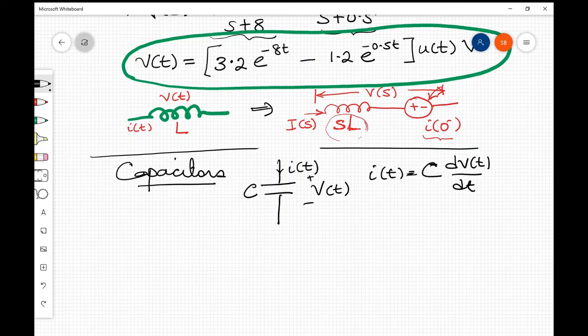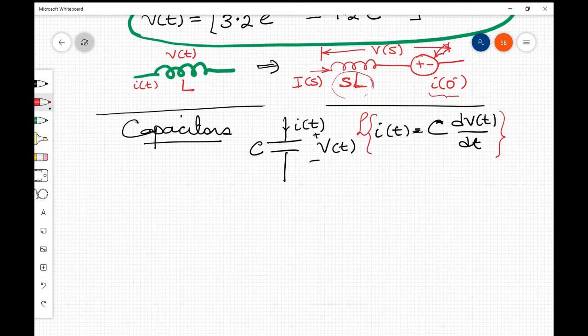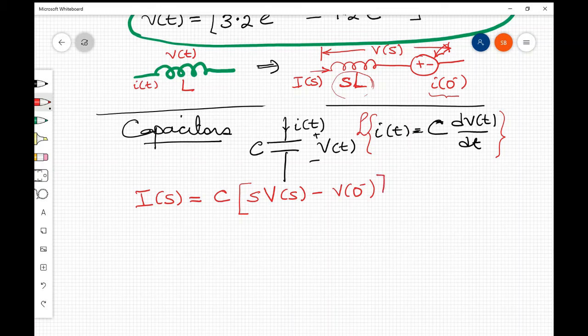So if we take just the same approach, the Laplace transform of this whole side, what do we get? We will have I at s is going to be equal to C, which is a capacitance, multiplied by the Laplace transform of a differentiation. By the time differentiation property, that gives us s times V at s minus V at 0 minus, which is our initial condition. So that basically gives us a model of transformation here.